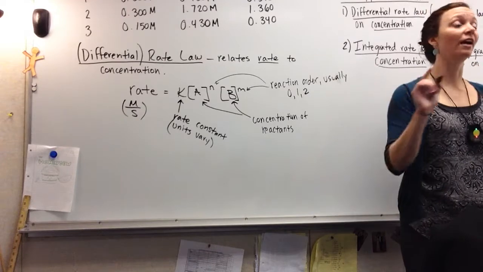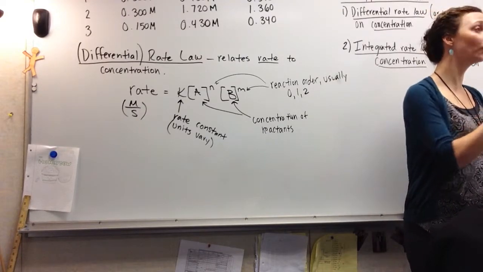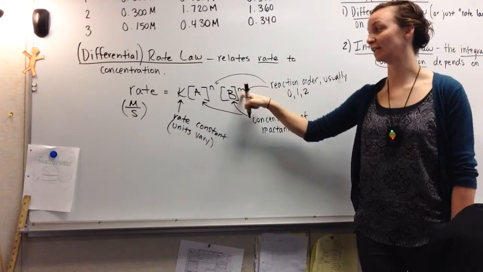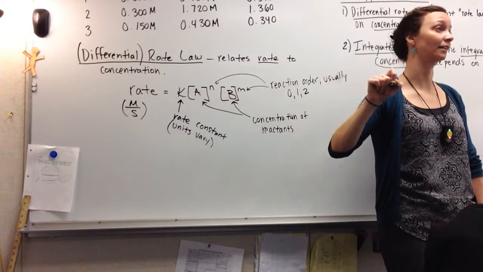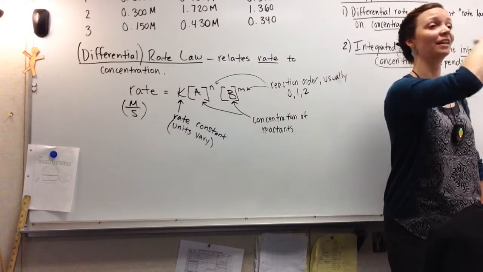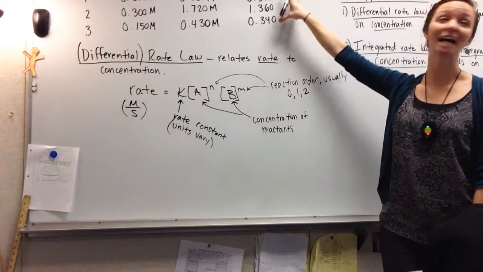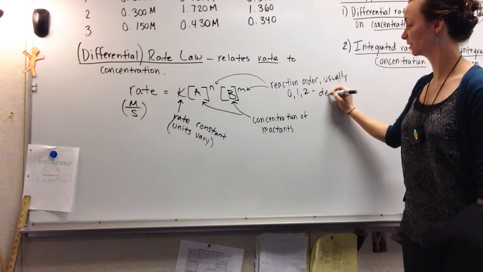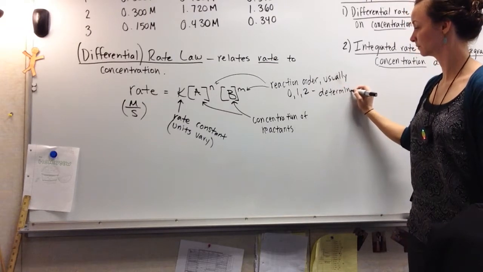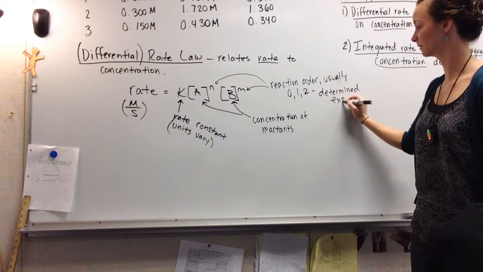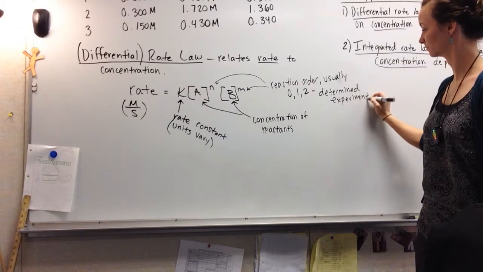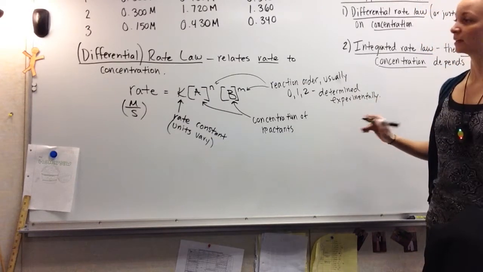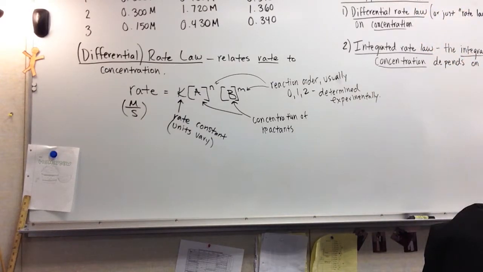And the only way, I'm going to stress this, it's very important, the only way that we can determine what N and M are is from experimental data. There's no way to just look at a reaction and tell. You have to look at data to figure those out. We're going to practice that today. So, determined experimentally. Okay, so that's what the rate law is.